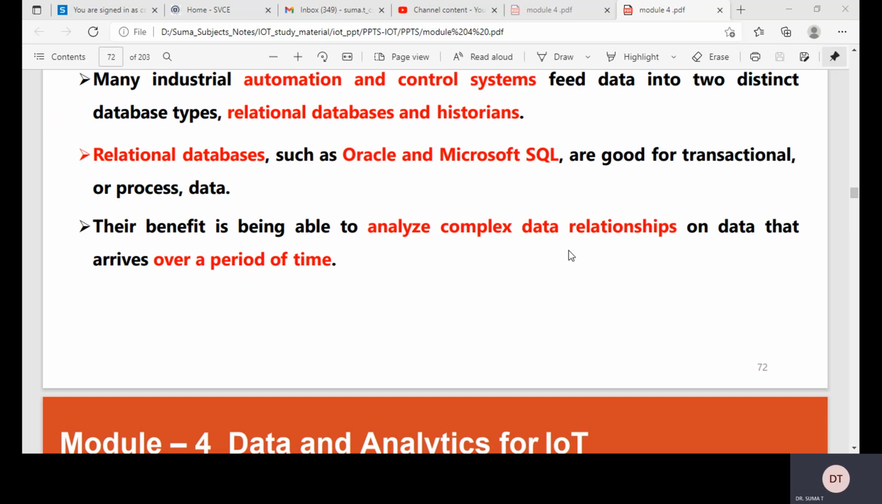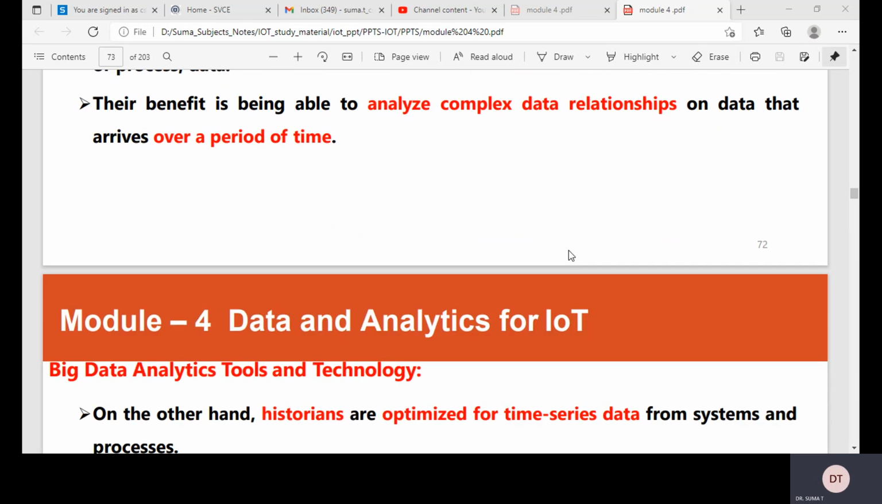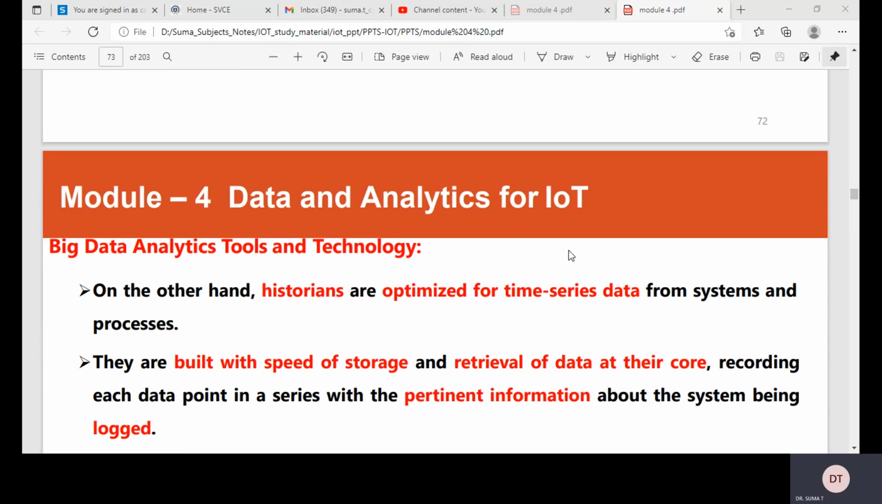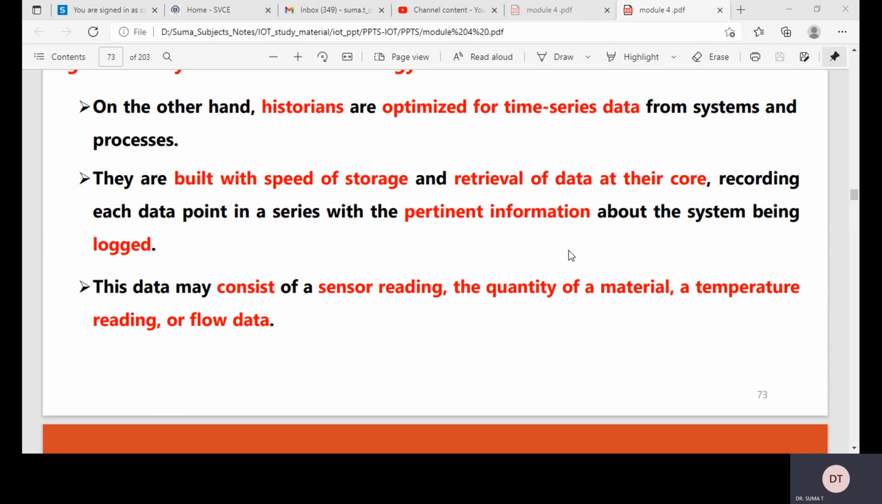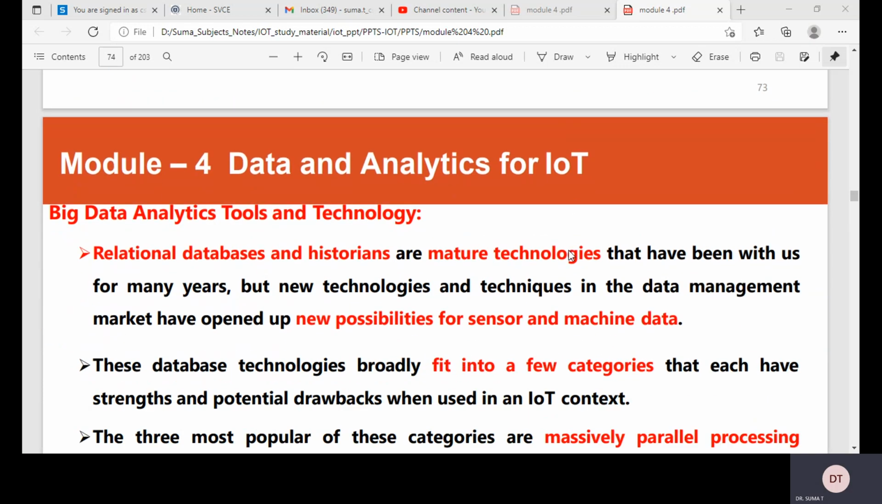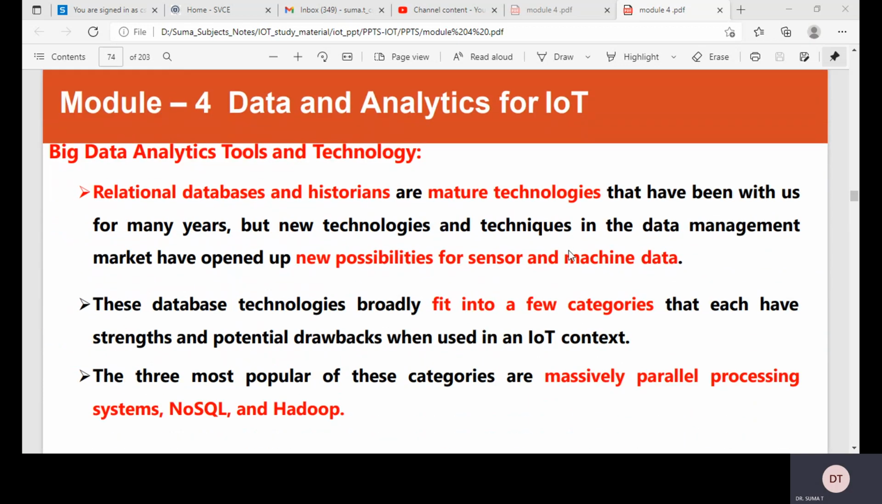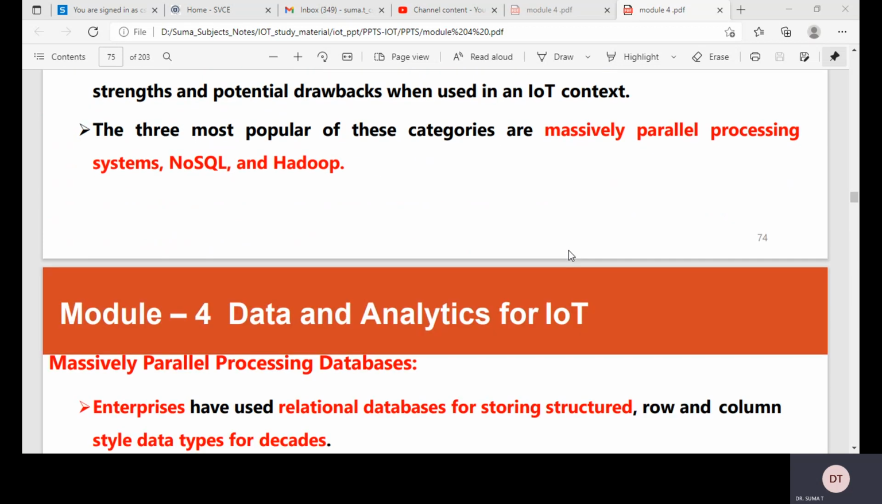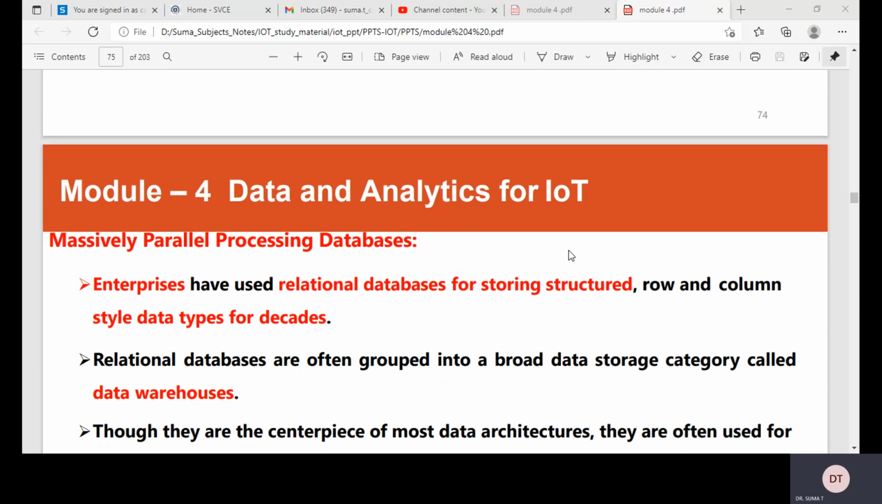The three most popular of these categories are MPP, NoSQL, and Hadoop. That is, MPPs, massively parallel processing systems, NoSQL, and Hadoop. So these are the three popular categories. Let's take MPP first, that is, massively parallel processing databases.